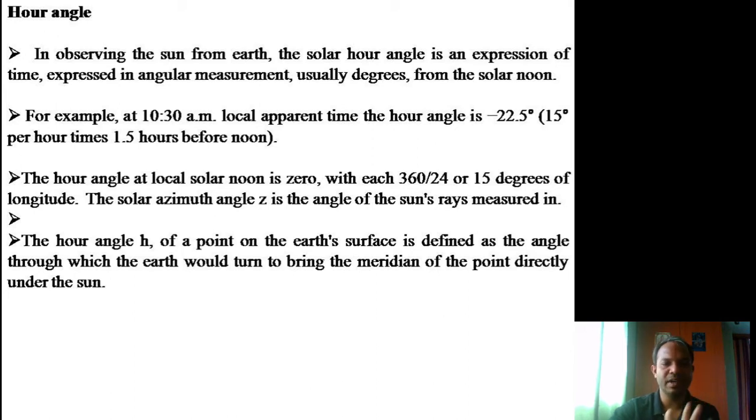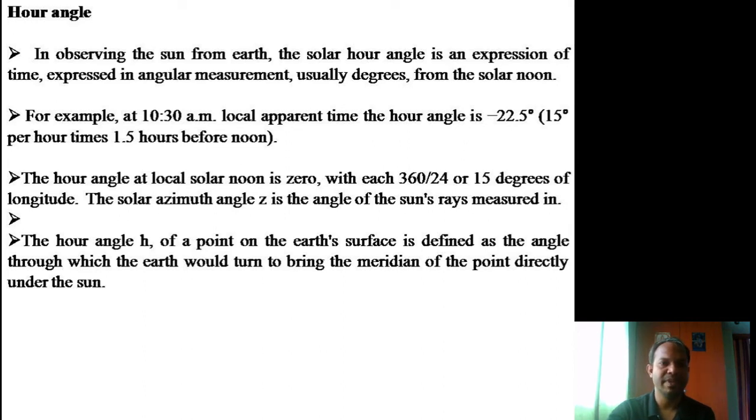In simple words, if it is 10:30 a.m., the hour angle is measured from solar noon. Noon means 12 o'clock. So 12 o'clock minus 10:30 gives you 1.5 hours before noon. That is nothing but the hour angle, which is indicated by minus 22.5 degrees.